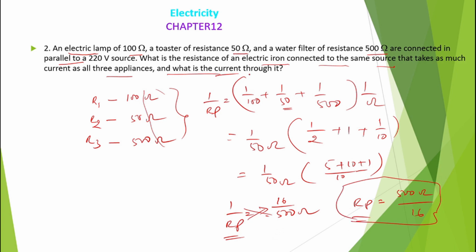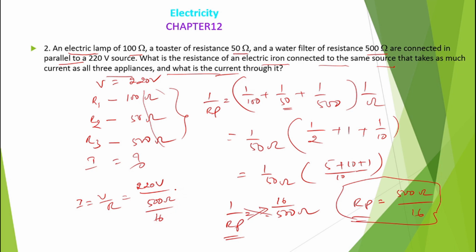Now what do we have to do? We have to calculate I. I is the question mark. So I is equal to V by R, Ohm's law. V is given, V is equal to 220 volt. So 220 volt divided by the R we got, that is 500 ohm divided by 16.